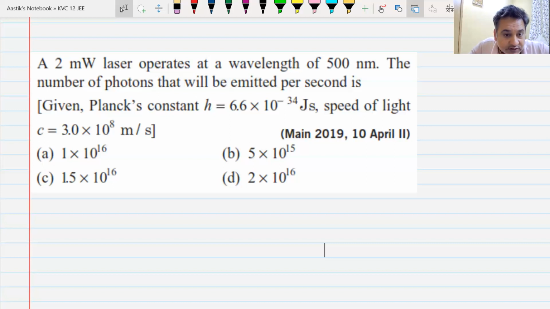Where is the answer sheet? Which question was this? Let me see. Second question. Very second question. Second question, answer is B: 5 into 10 to the power 15. That is the answer. What did you get?